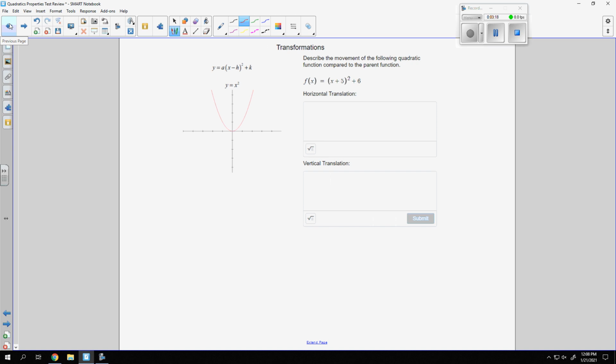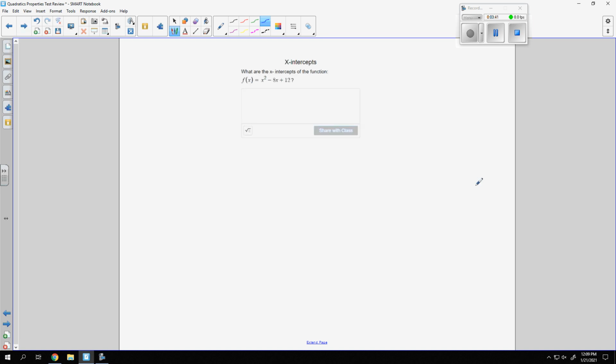All right, so describing the movement. From our parent function, again, I gave you guys that parent function. Inside the parentheses should be to the left 5. Outside the parentheses, I'll change the color here, should be up 6. Identifying transformations. All right, now finding x-intercepts of a function.